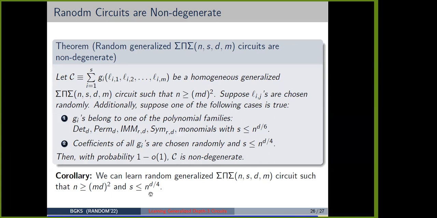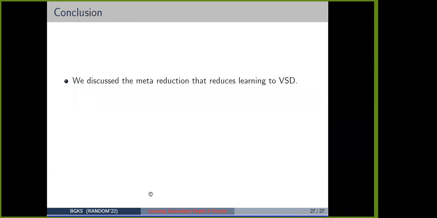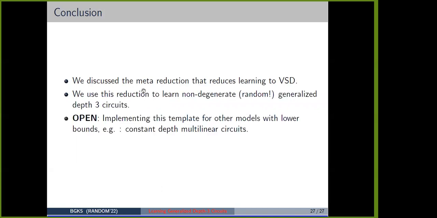assuming these conditions hold. To conclude, we discussed the meta reduction that reduces learning to vector space decomposition. We used our reduction to show that we can learn non-degenerate and in fact random generalized circuits. And we leave the following problem as open, which is implementing this template for other models where we know lower bounds. For example, constant depth multilinear circuits. Thank you.